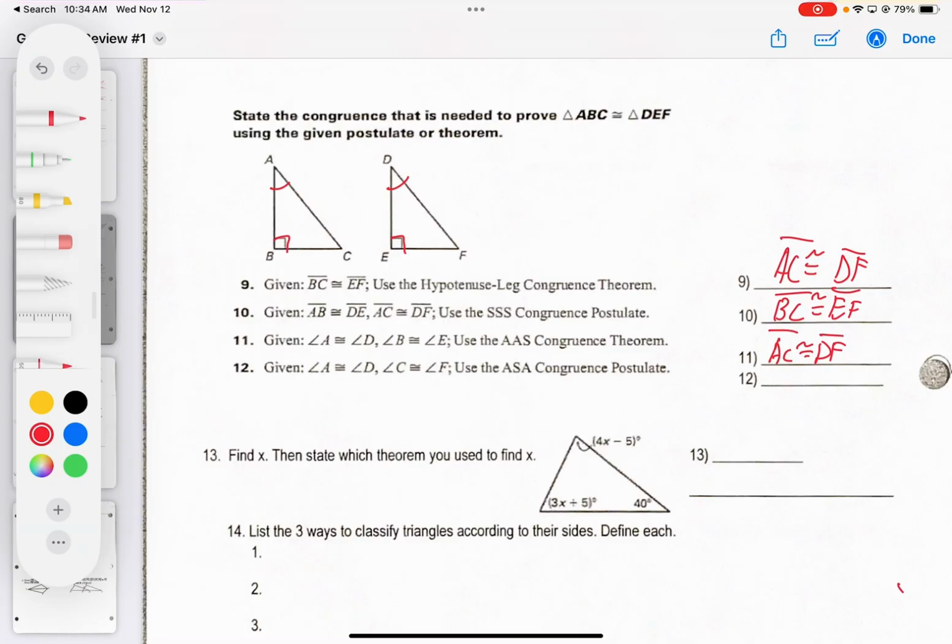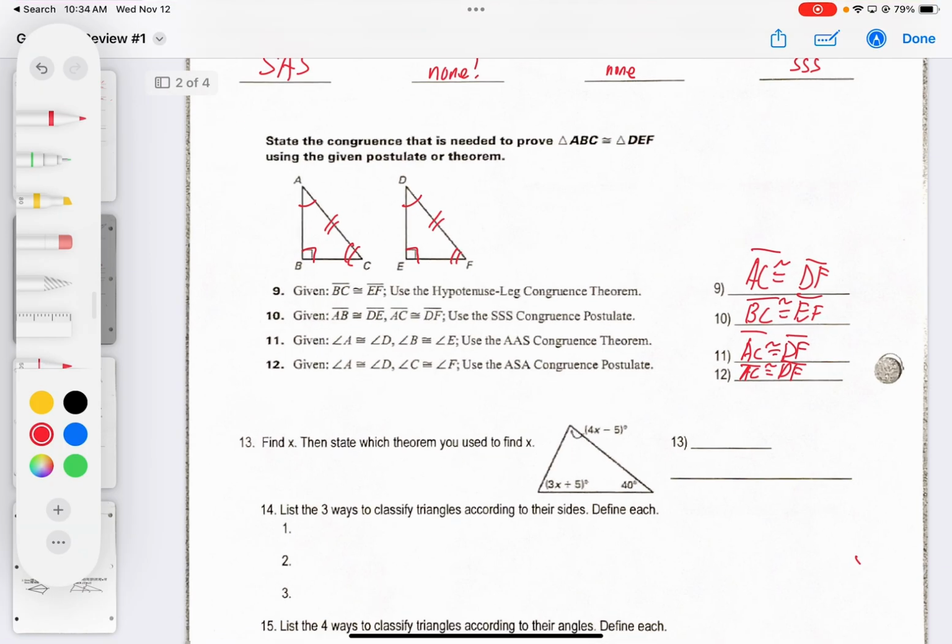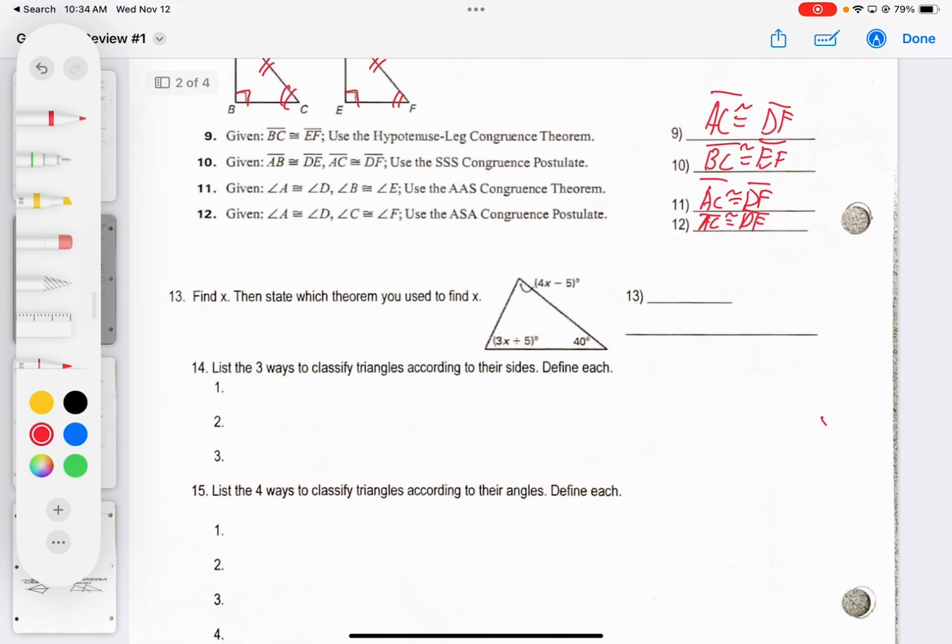All right. And then for the last one, given that angle A is congruent to angle D and angle C is congruent to angle F, prove them congruent by angle, side, angle. The piece you'd be missing there would be AC and DF again, because that would be the side that's between the two angles that they gave us, okay? All right, 13 I put up there, no one did it.